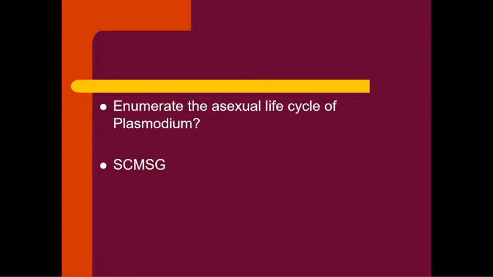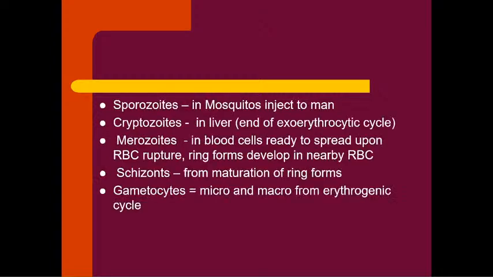Baka ma-demonetize tayo. Pero, the asexual life cycle starts with, again, these sporozoites. It becomes cryptozoites and it becomes merozoites and then it becomes schizonts and gametocytes. That is basically the asexual life cycle. Pero sir, sabi mo kanina merong schizogony. Yun yung sexual life cycle. Kasi nagre-ready na sila for sexual stages. So, in the asexual life cycle, the end product is basically a male gametocyte or a female gametocyte.